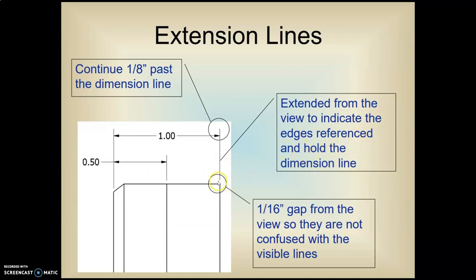So we have an extension line. We're going to take a dimension from this end to that end. So we extend that up and then we put the dimension between them. We continue about 1/8 of an inch past the dimension line, and we have about a 1/16 inch gap here so that we can tell the difference between the extension line and the object line.